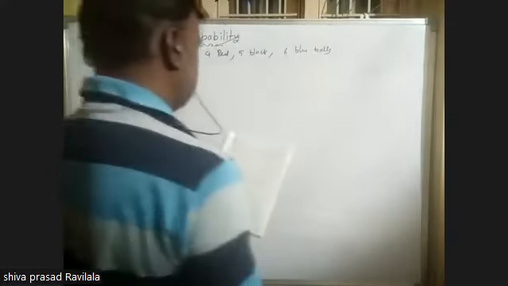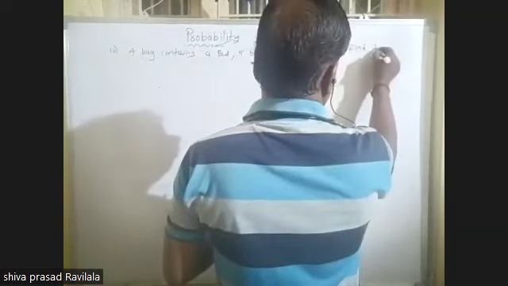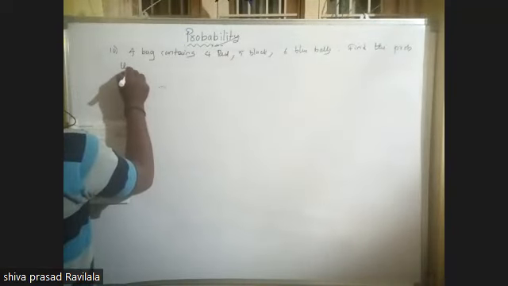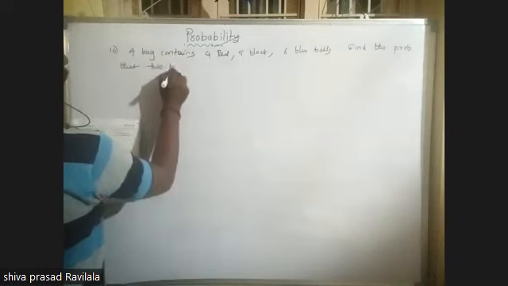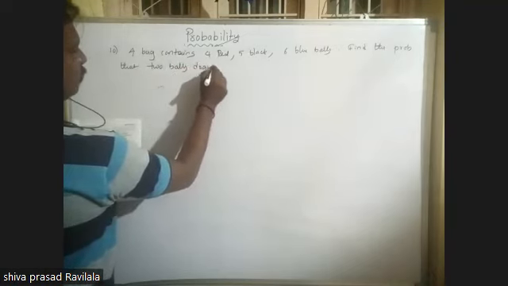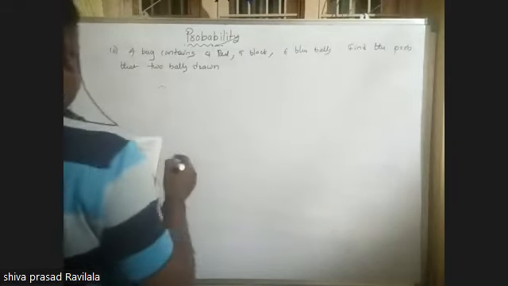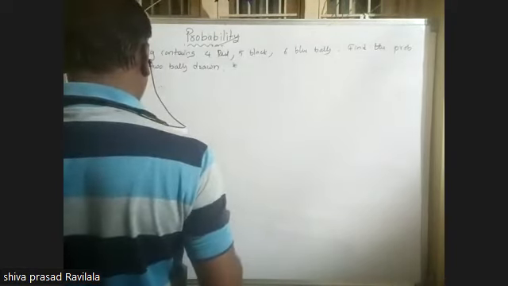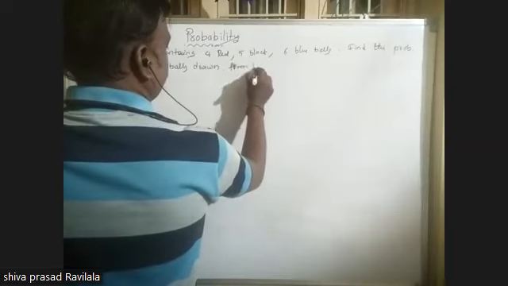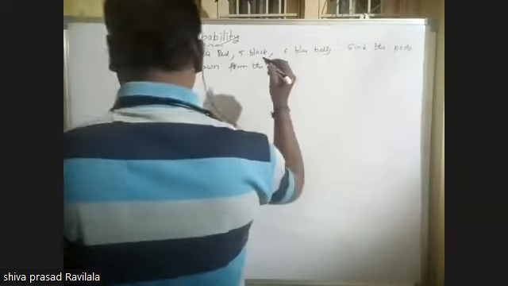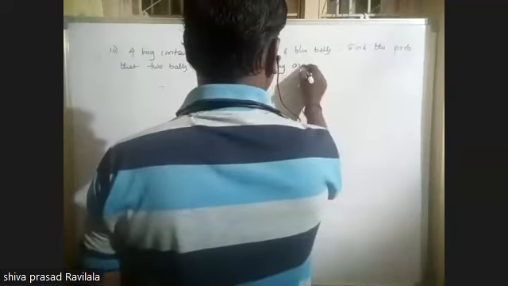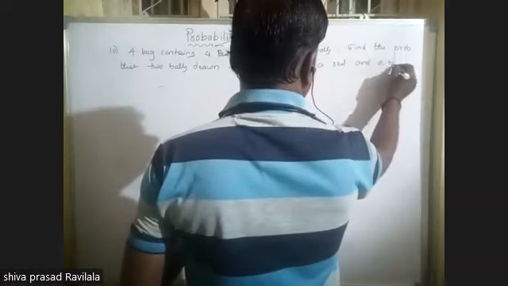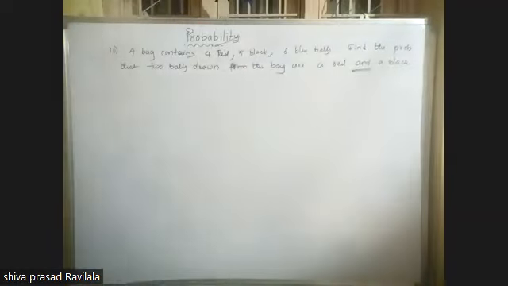Find the probability that 2 balls drawn at random simultaneously from the bag are a red and a black. Of course, everything is at random. Underline the word and, which is given.